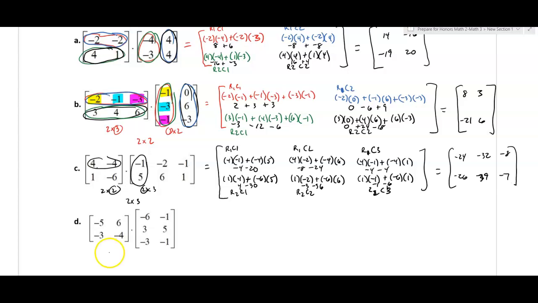Now last, if I look here, this is 2 by 2. This is a 3 by 2. These don't match up, so you would not be able to multiply these. Okay, that would not be possible.